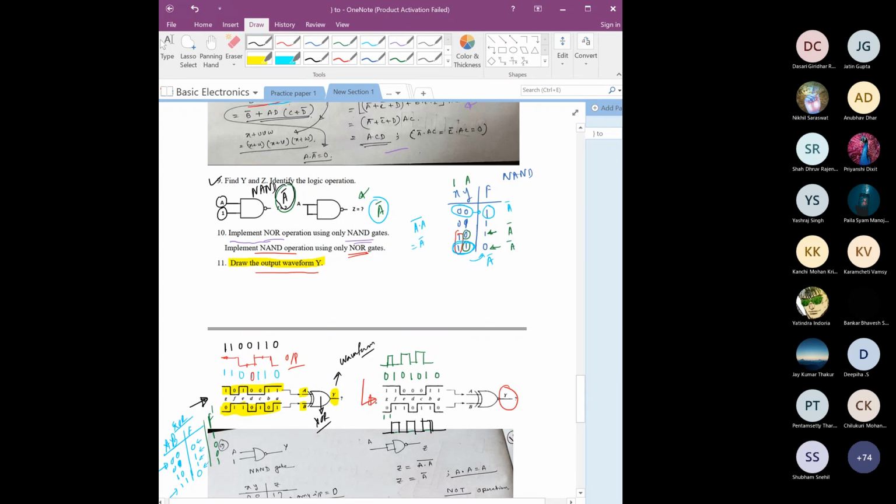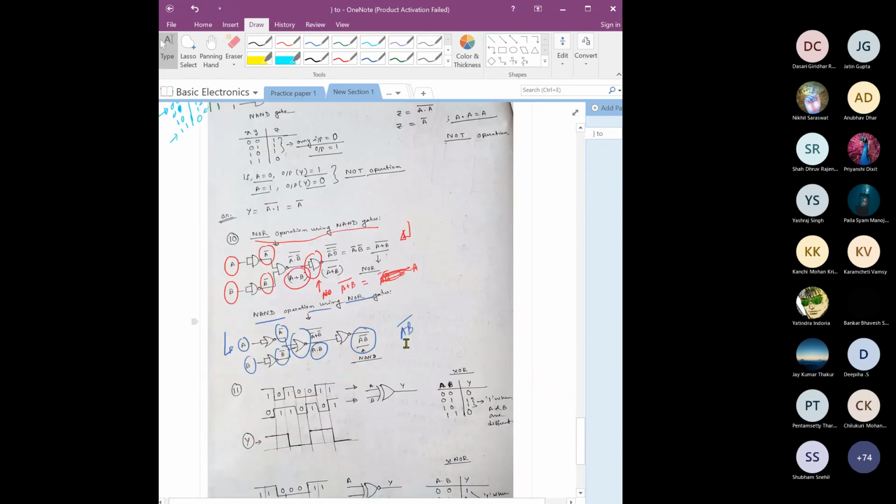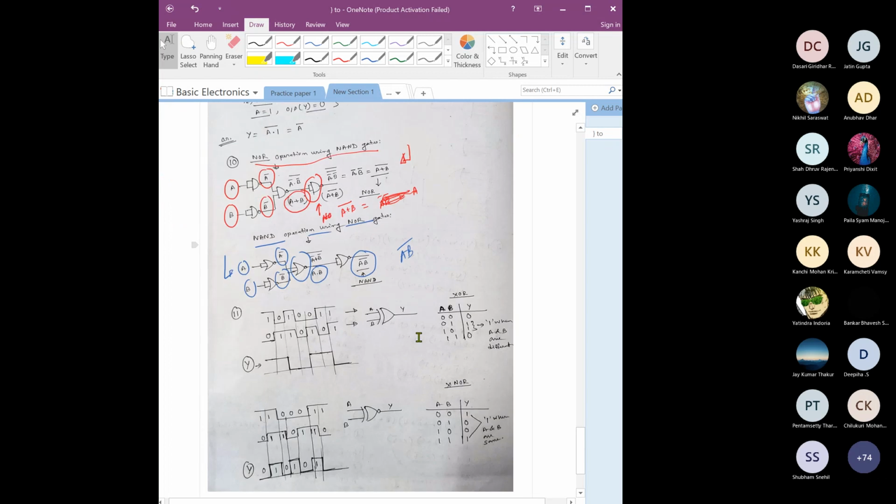So if there is some question, please draw the output waveform along with the input waveform. That will tell where you are considering 1 and where you are considering 0. Okay. So yeah, I think the same thing has been also done here, right? The same way.